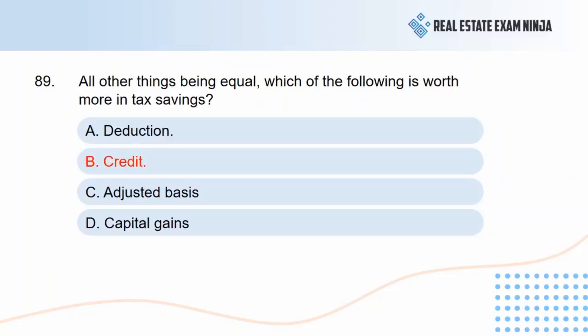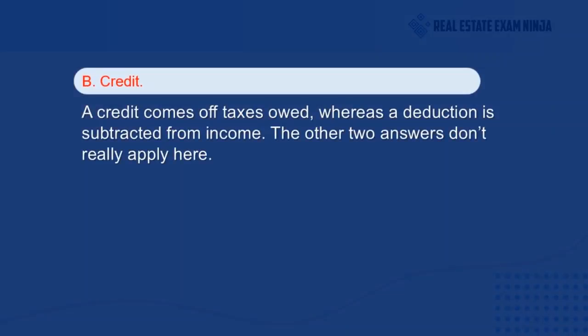The correct answer is B. A credit comes off taxes owed, whereas a deduction is subtracted from income. The other two answers don't really apply here.